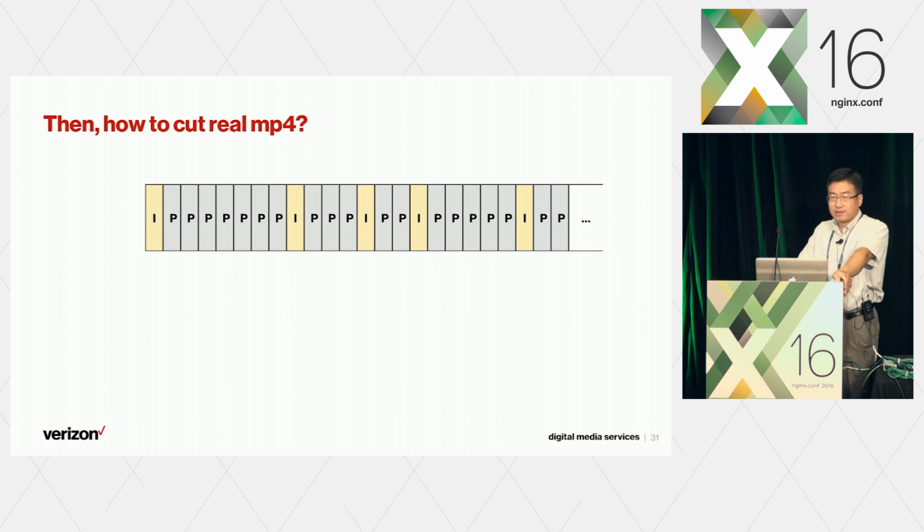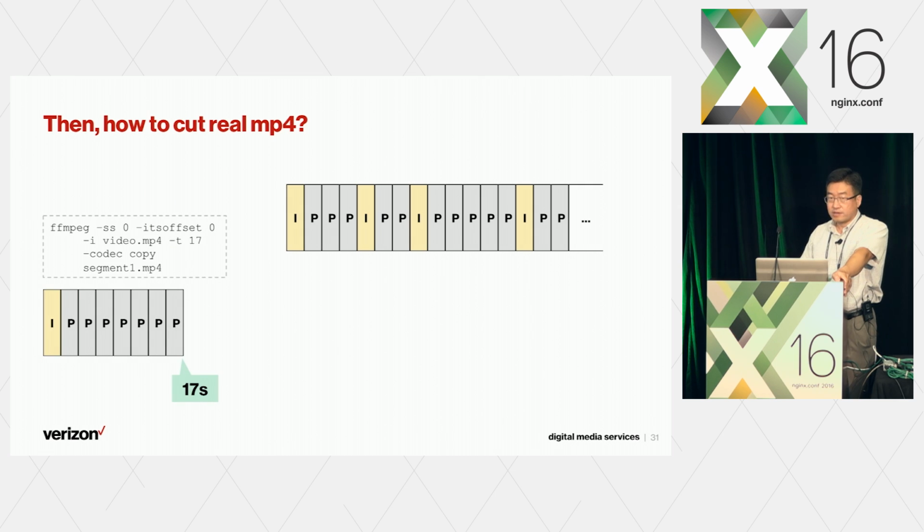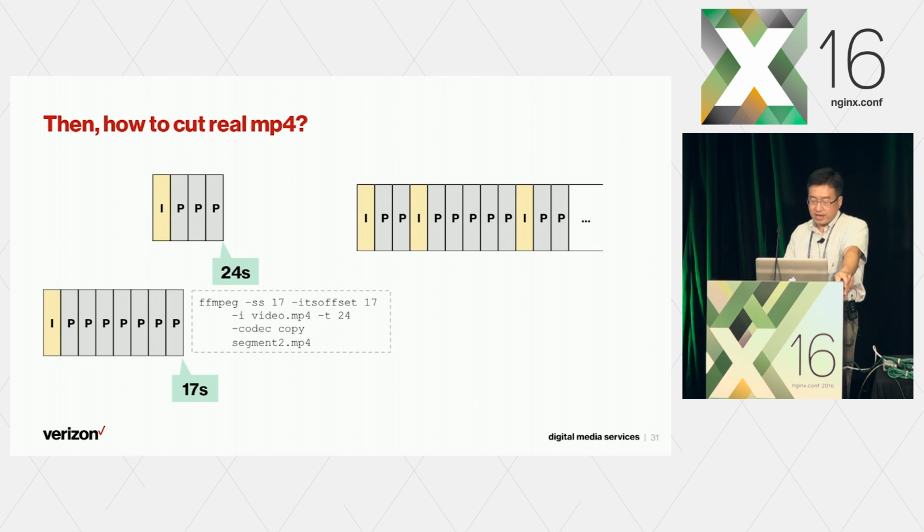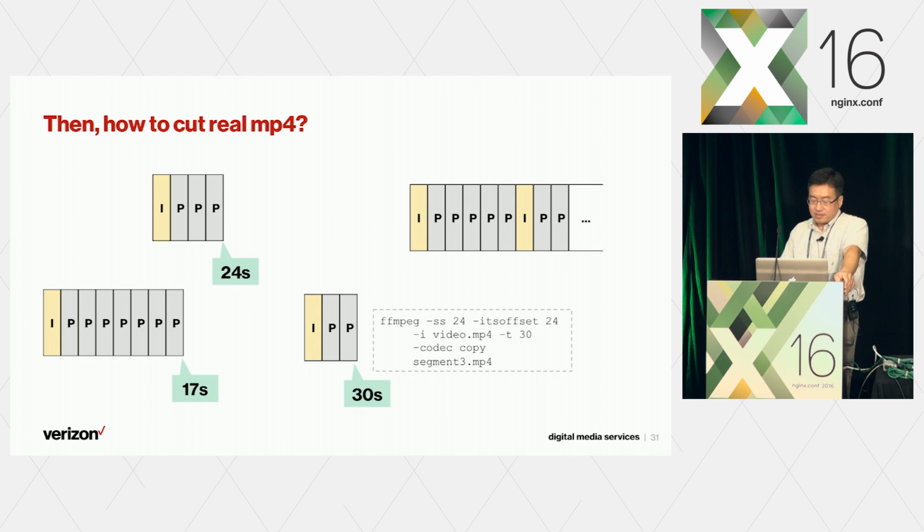We have to adjust the segment size by the location of the iframe. So the first segment has to start from the first iframe and end at the next iframe. Sometimes the next iframe comes a little later than usual. Sometimes the next iframe comes a little earlier than usual. The iframe location is unpredictable. And as a result, the segment duration is unpredictable.